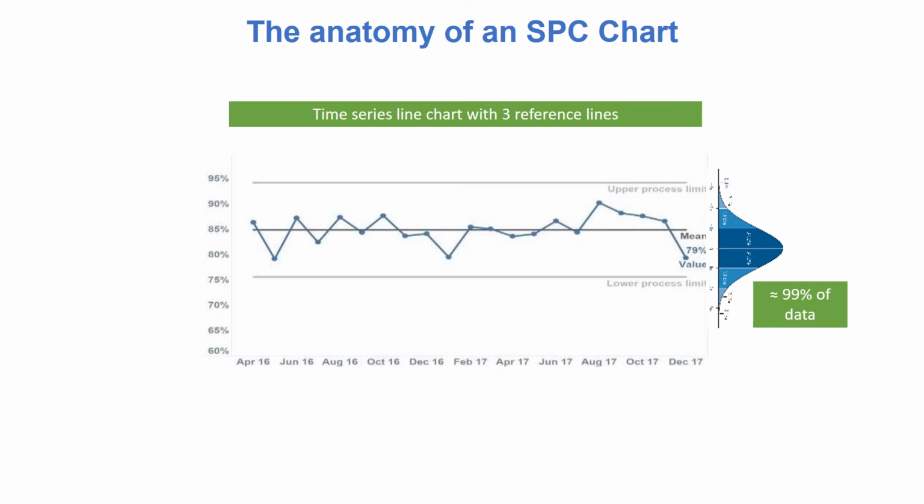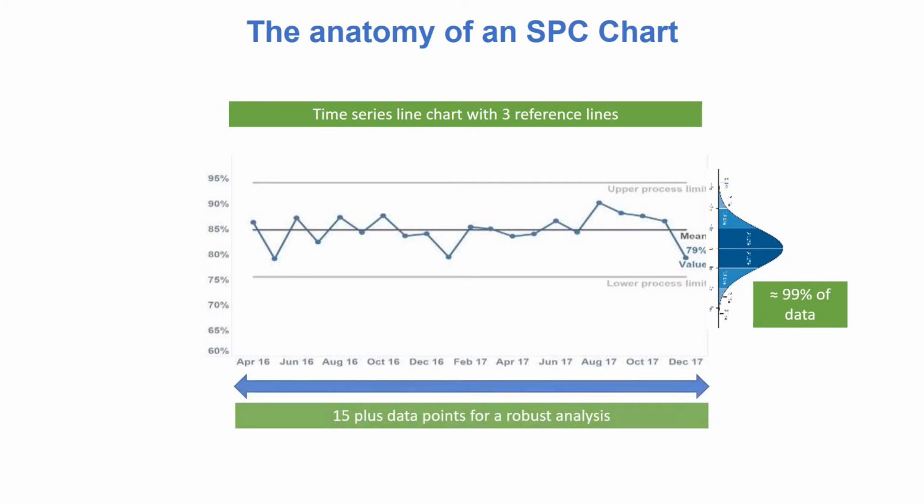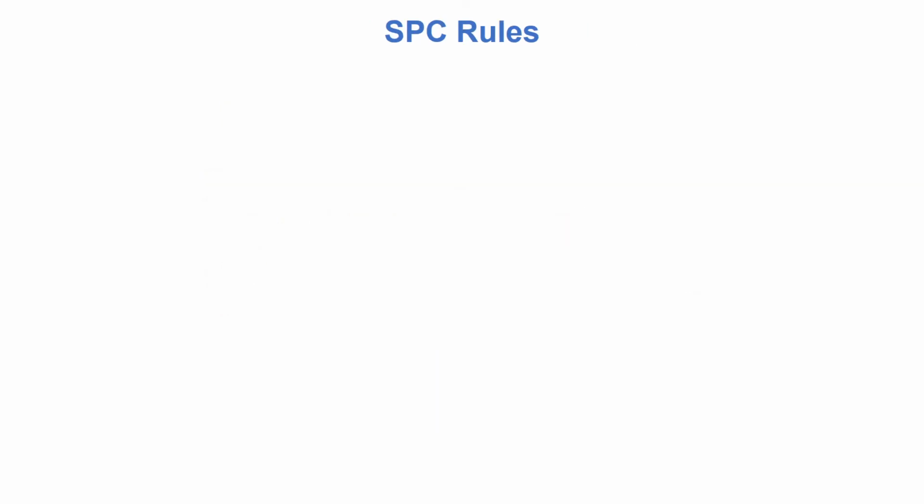99% of data points will fall within these limits. The control limits are set by the values themselves, and they represent common cause variation as you would expect to see in any kind of process or system. You do need a minimum number of data points to create robust SPC charts, and at least 15 is recommended. Between 12 and 15 is okay.